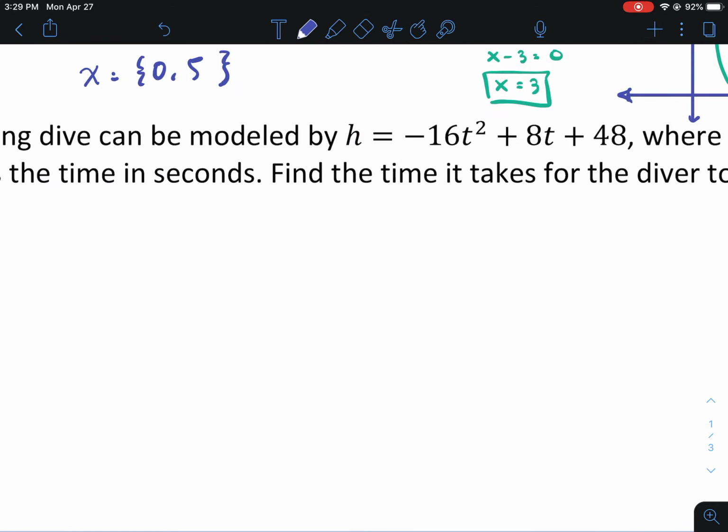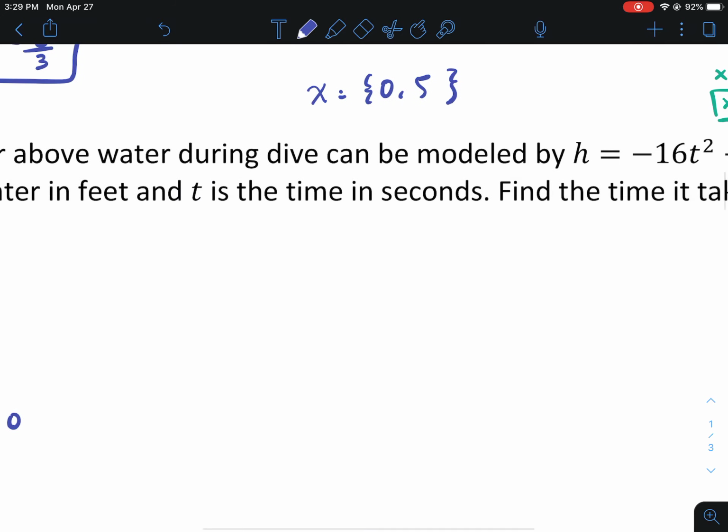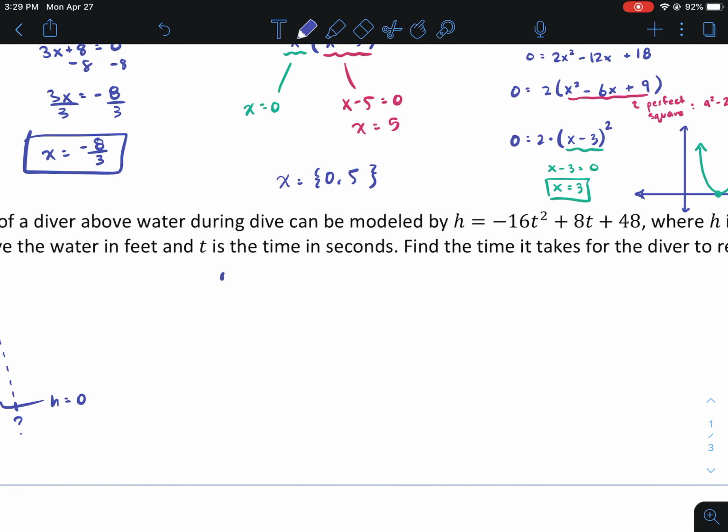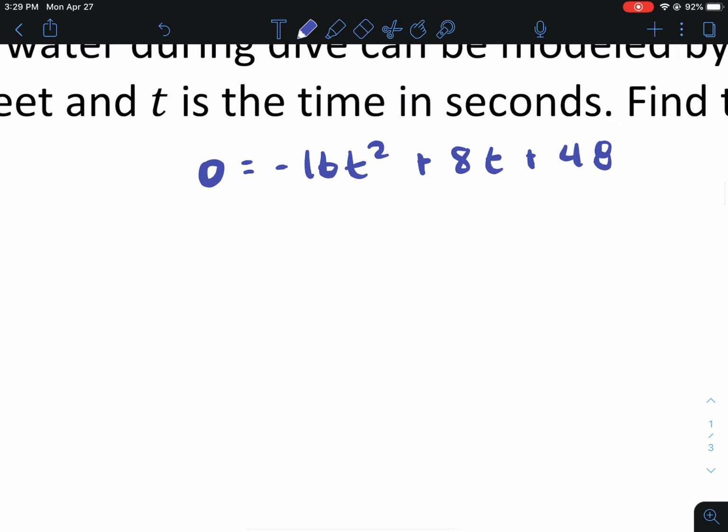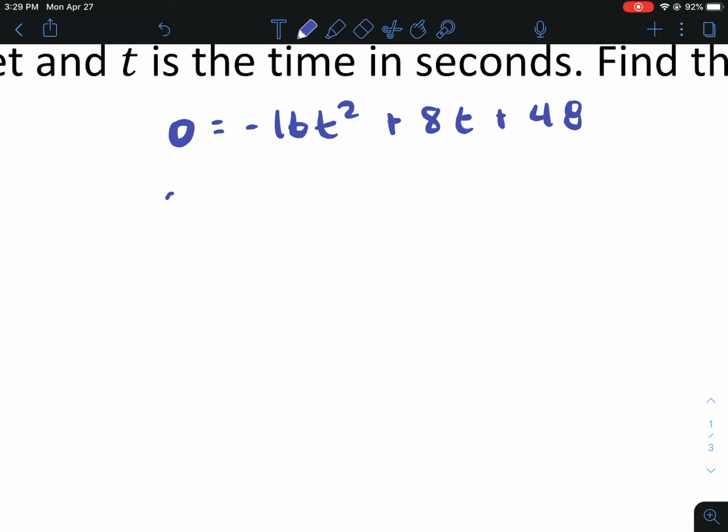So we need to find when h is equal to 0. So I'm going to go ahead and set this up. 0 equals negative 16t squared plus 8t plus 48. So now to solve for this solution, we just need to factor this quadratic. So we get 0 equals, we have a GCF of 8. We can get negative 2t squared plus t plus 6.